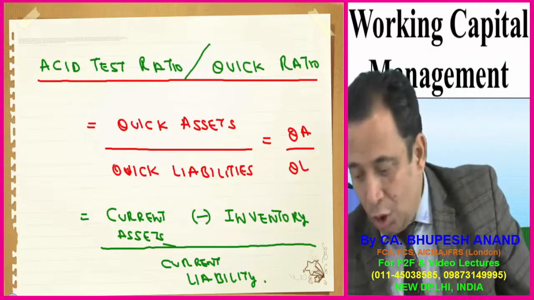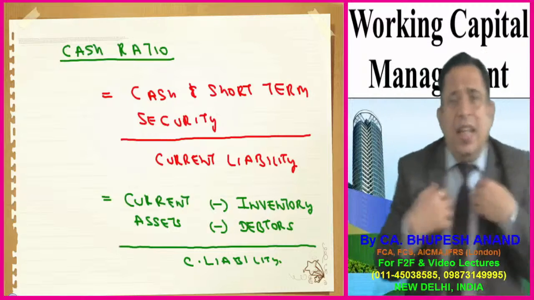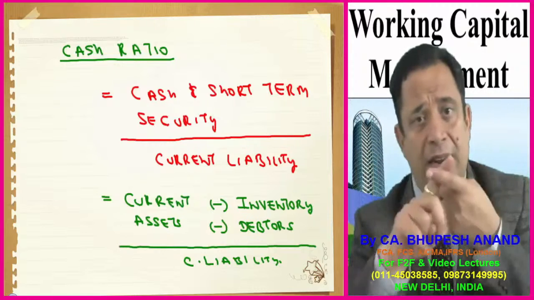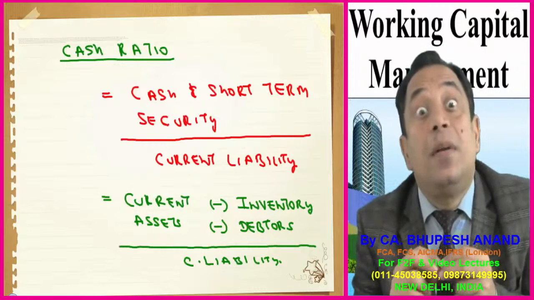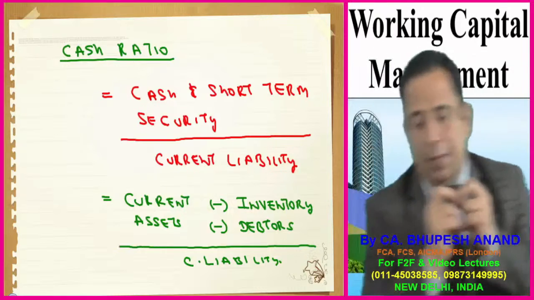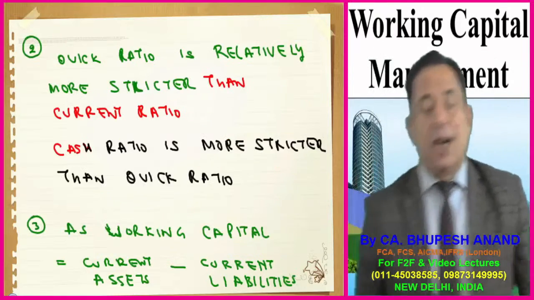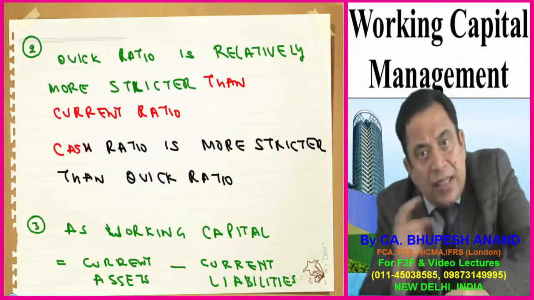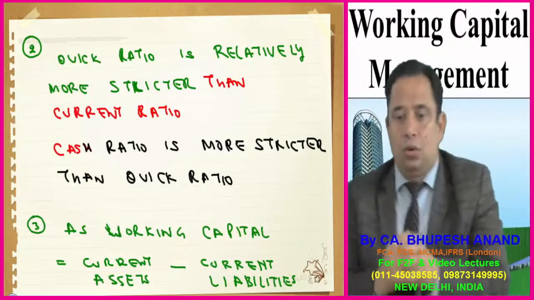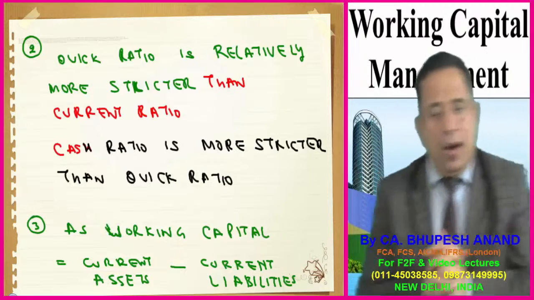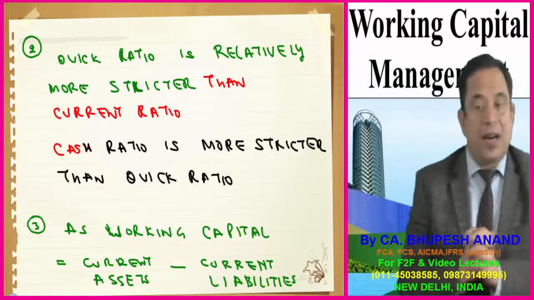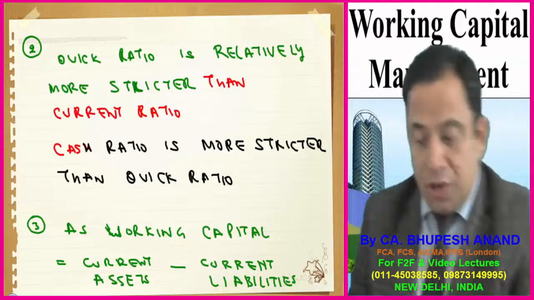And the third ratio, which is stricter, is the cash ratio. From current assets, we will deduct two items: one is inventory and second is accounts receivable, the customers to whom we have sold the goods on credit, upon current liabilities. And in the point number 2, I have written quick ratio is stricter than current ratio, but cash ratio is more strict than quick ratio. So please write down point number 2: quick ratio is relatively stricter than current ratio, and cash ratio is stricter than quick ratio.